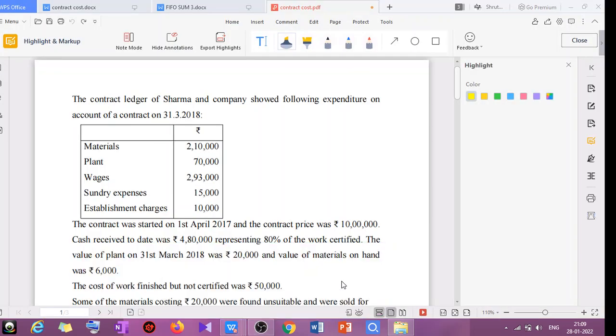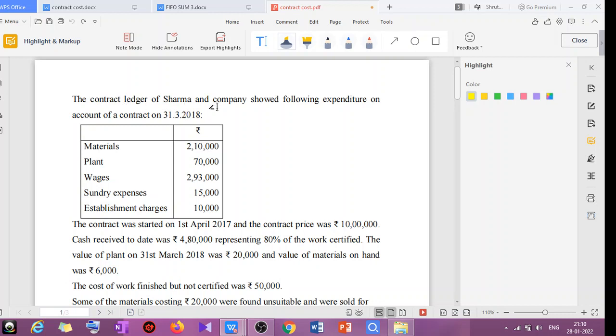So we'll show the question here. This is the question. It is based on when the contract is extended. What happens is, when the contract is extended, this contractor will be incurring some expenses. And regarding the profit also, we'll be calculating the estimated profit here. Let me explain this with the help of this question. See the question here.